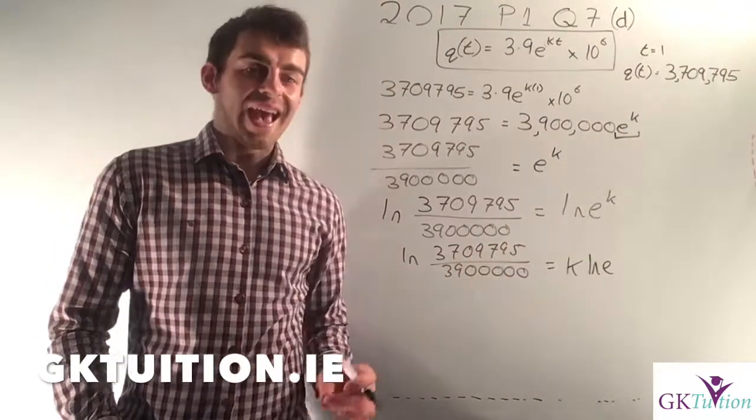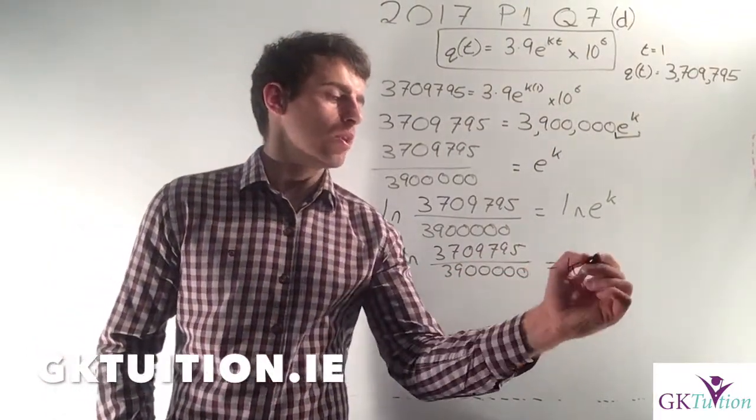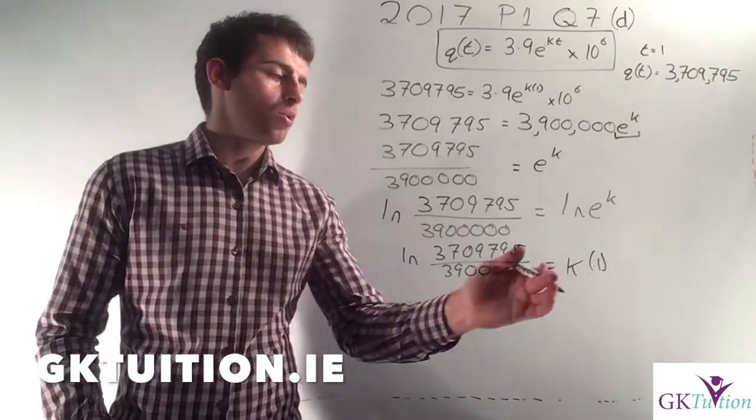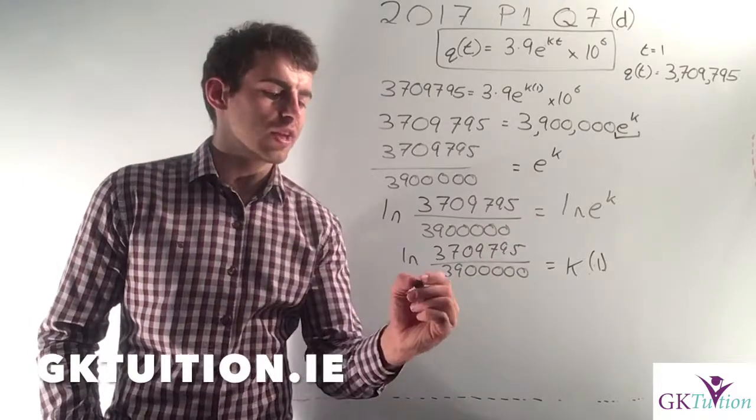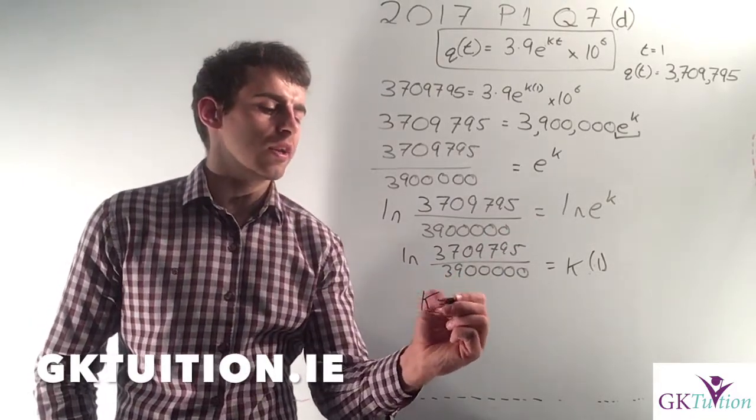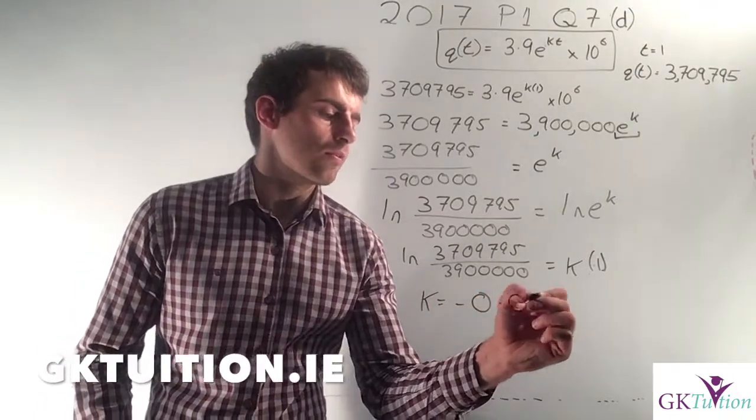Okay, now remember that ln e is just 1. So if ln e is just 1, I can actually just put in a 1 there. So ln e is just 1, which means k is equal to this. So to get your value of k, you just sub it into your calculator. If you plug that into your calculator to 2 decimal places, you work out that k is minus 0.05.